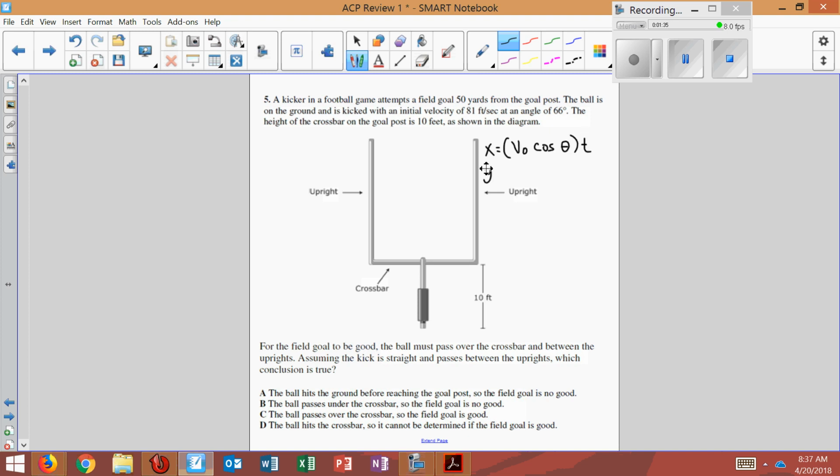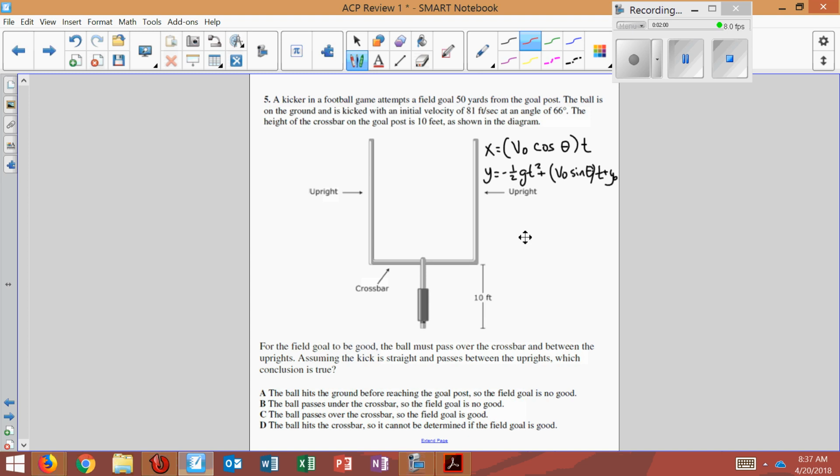And our y value will equal negative 1/2 g t squared plus, basically the same equation as above, just with sine. Oops, that needs to be outside the parentheses. Let me erase this real quick. And then there's this y0. And y0 just represents the initial height.